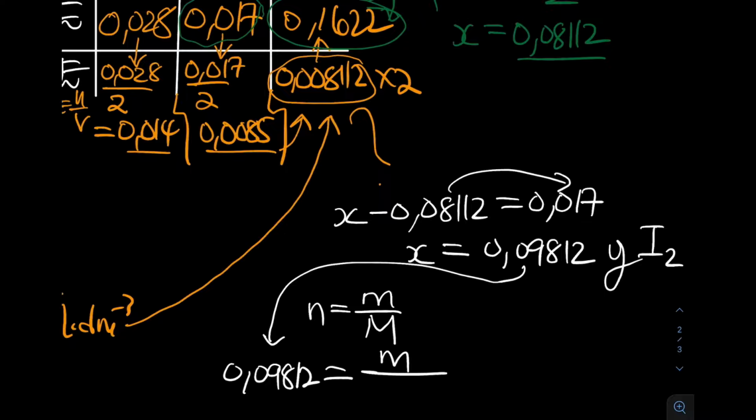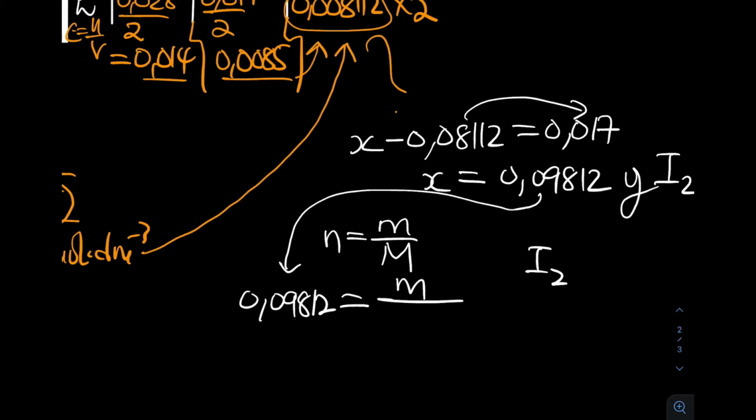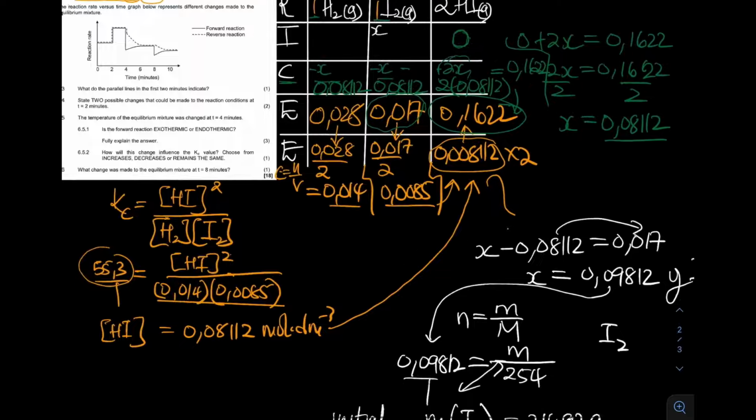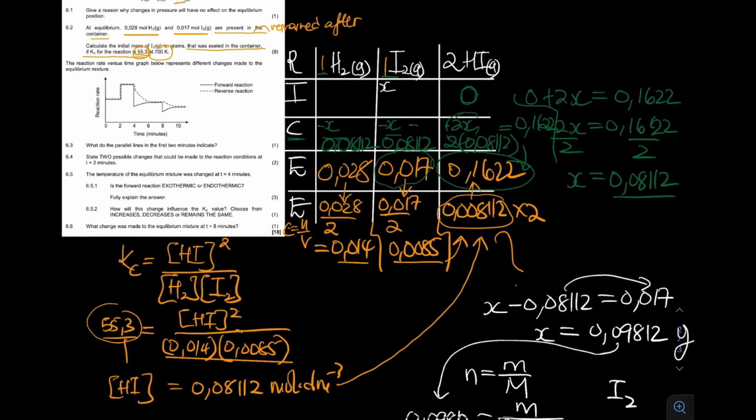And from the periodic table, the molar mass of I2, let me quickly check in the periodic table, it's going to be 254, and then we cross multiply there. The mass of iodine, which is the initial mass of iodine, it's going to be 24.92 if you put that in the calculator. And then we are done with that question. I hope it makes sense and it's not haphazard. Right, let's move to the next question.